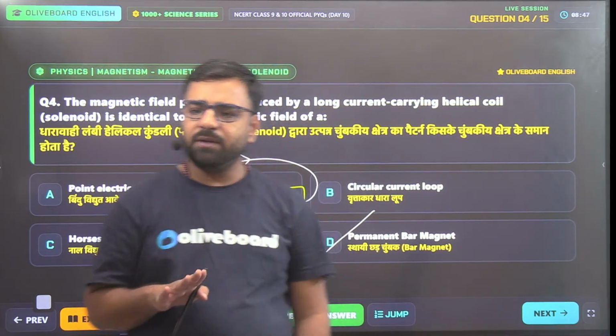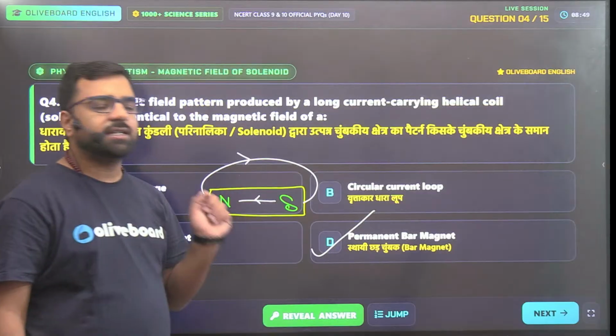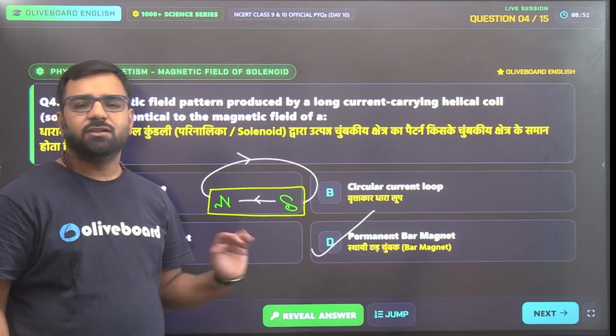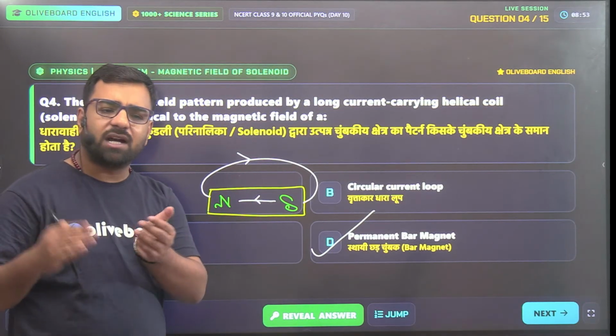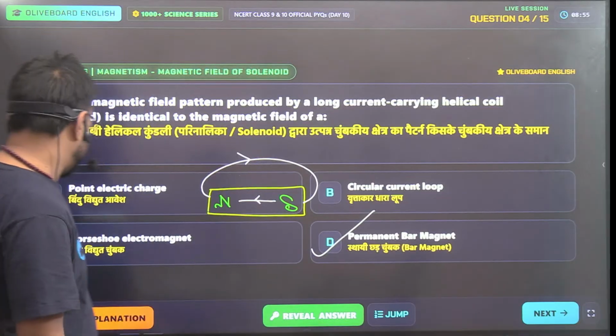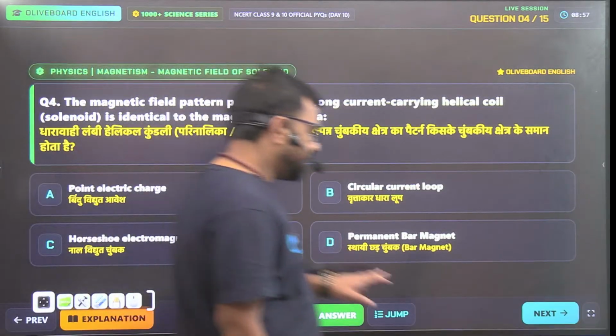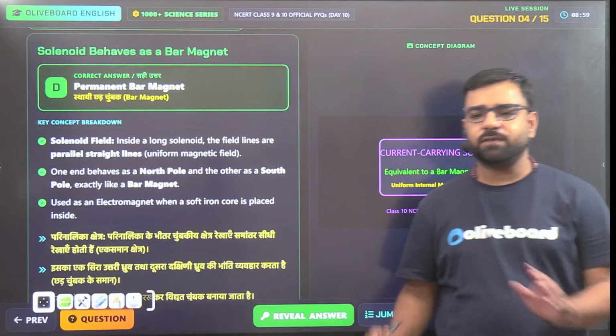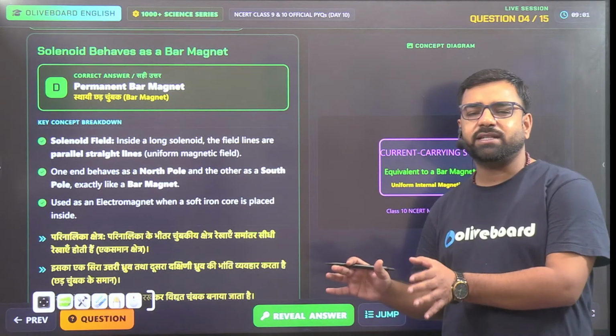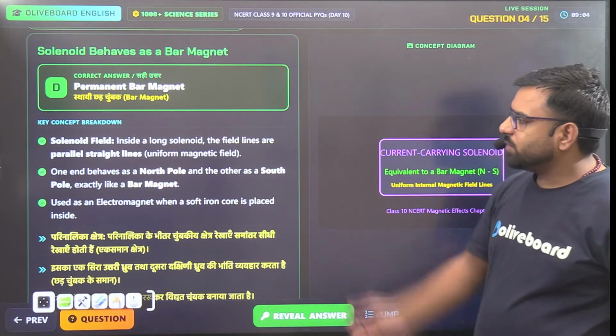Where is the magnetic field maximum? That's near the poles. And where is it zero? That's at the center. So these were some one-liners which were asked in the examination. So I have given you all the explanations. What is the answer? D will be the answer. And guys, one more thing, if you have any doubt or queries in between the session, please ask, do not hesitate.